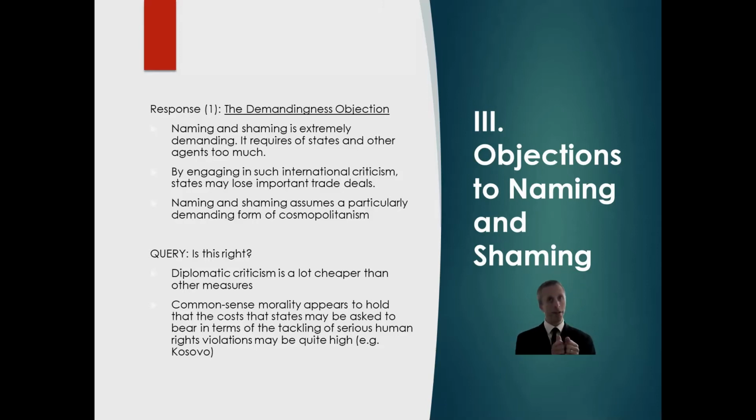So the point is this: if we accept that efficacious military intervention to tackle mass atrocities is required despite the costs, and when these costs are very significant, it would also seem that diplomatic criticism could similarly be required if it's going to tackle mass atrocities despite the costs.